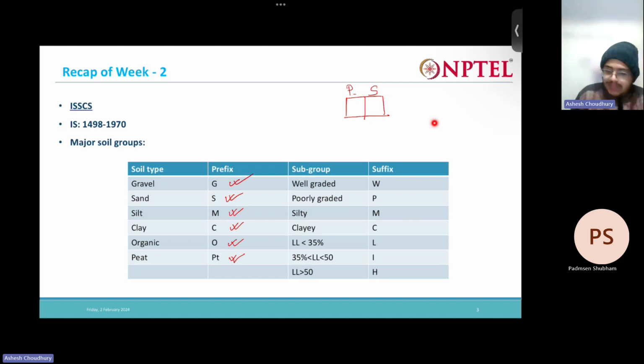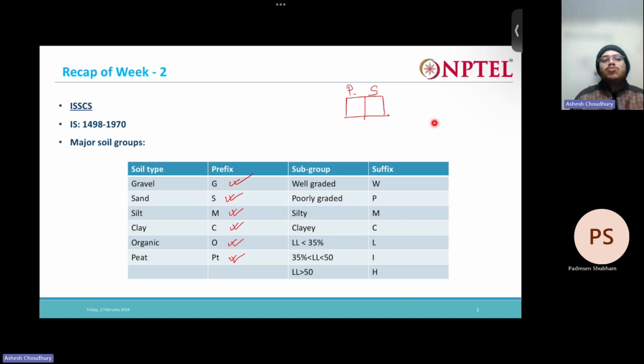Now, what are the prefixes? Prefixes can be gravel, sand, silt, clay, organic silt, and peat. These are the six prefixes that we may have for any kind of soil. Gravel and sand are coarse grained soils, as we discussed in the previous class. Silt and clay are fine grained soils. And then you have organic soil and peat, which are soils that have more organic content.